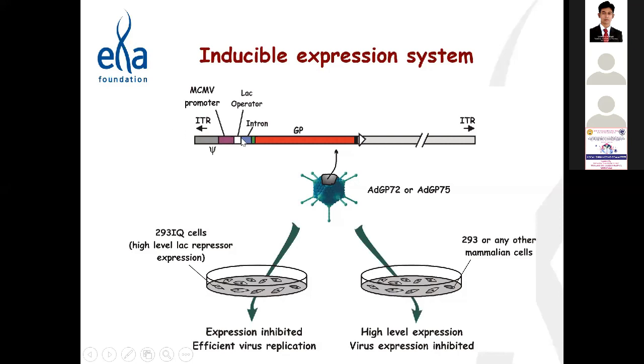So this is the whole adenovirus genome, and this is the region where our glycoprotein is introduced, and it has a controlled expression system where the MCMV, murine cytomegalovirus, promoter-driven expression of GP is controlled by a LacO operator. We have a cell line called 293 IQ cells. It expresses high-level Lac repressor. When we want to produce the adenovirus vector, we don't want the glycoprotein to express. So we suppress the glycoprotein expression during the production of adenovirus.